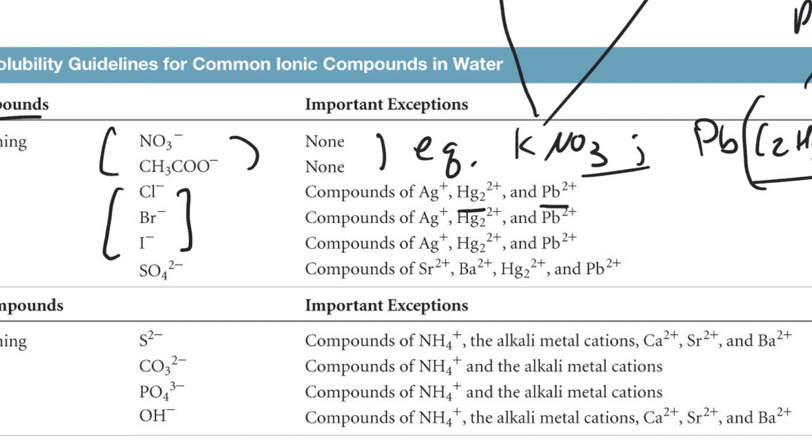A few examples of things that are insoluble would be AgCl, which is insoluble in water. Hg2Br2 is insoluble in water. And something like PbI2 is insoluble in water. We could write all 9 insoluble compounds: silver chloride, silver bromide, silver iodide. I think you get the picture. Then lead chloride, lead bromide, lead iodide, and then the mercury 1 compounds.